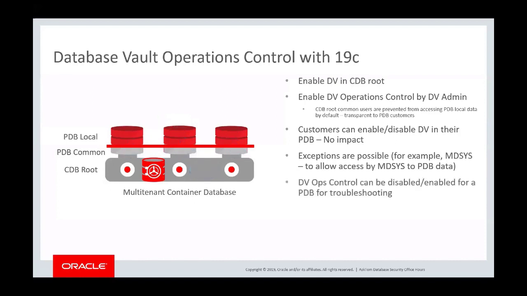And for troubleshooting purposes, you can enable or disable ops control for a particular PDB, and then enable it again once the troubleshooting is done. So you don't have to drop ops control for the entire multi-tenant for every PDB. You can do it on a per PDB basis and then re-enable it again.